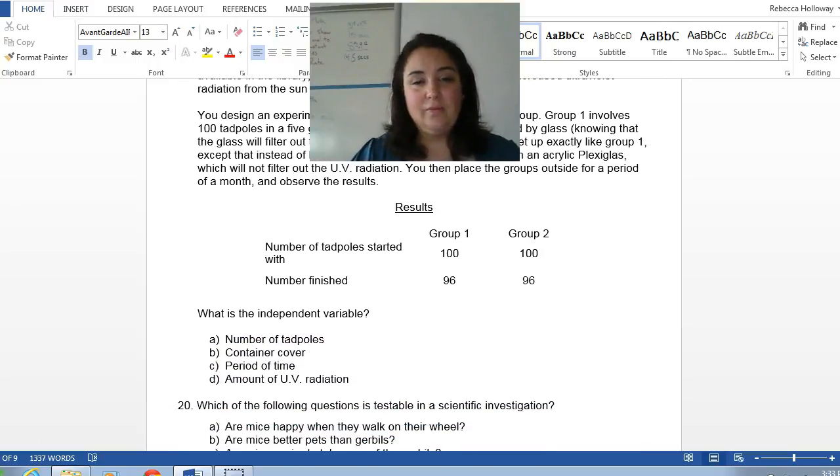Your results. Group 1, Group 2. Number of tadpoles started with: 100, 100. Number finished: 96, 96. What is the independent variable? A, the number of tadpoles. B, the container cover. C, period of time. Or D, the amount of UV radiation. What is the independent variable?